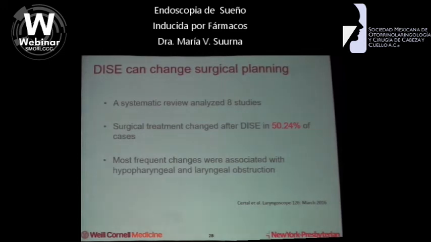A meta-analysis published in 2016 looked at what DISE does for surgical planning in patients. They found that in about 50% of cases, people change their surgical plan when they evaluate the drug-induced endoscopy and the airway. Most of the time, the changes were associated with hypopharyngeal and laryngeal obstruction. And as you said earlier, that's something you cannot easily appreciate on a wake evaluation.